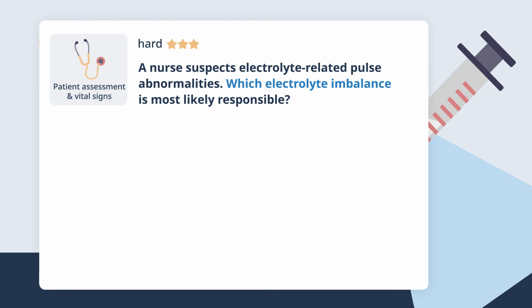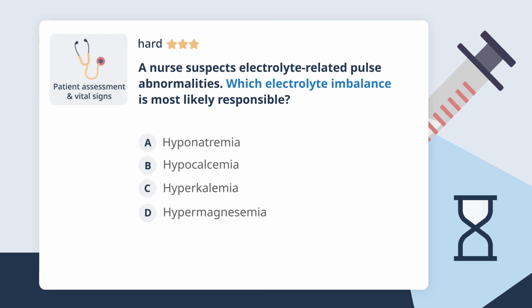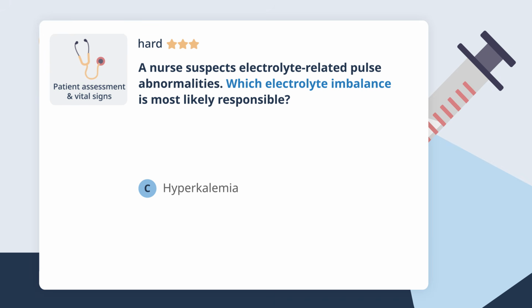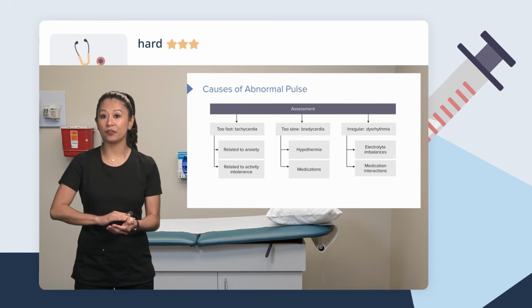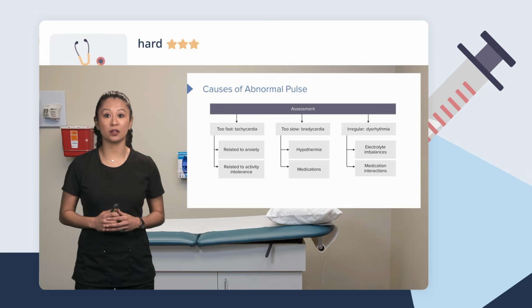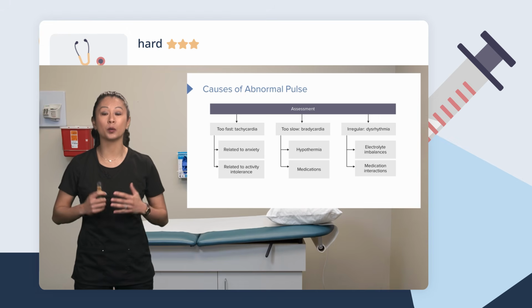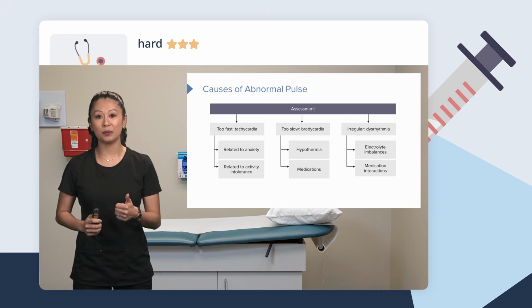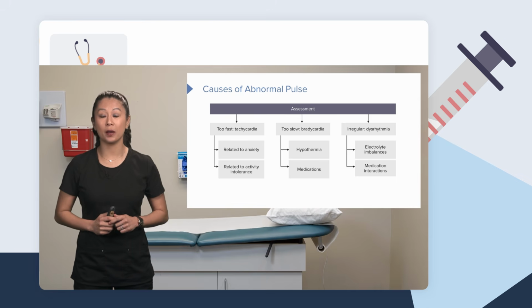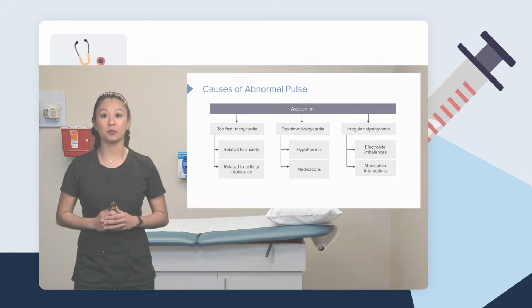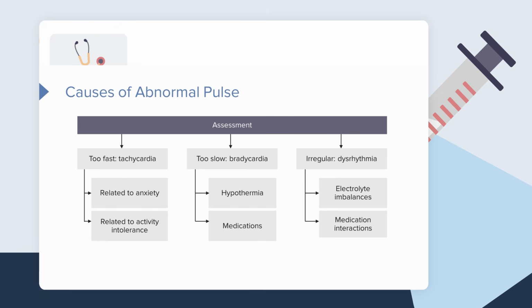A nurse suspects electrolyte-related pulse abnormalities. Which electrolyte imbalance is most likely responsible? But sometimes we'll feel or we'll hear a pulse and it's really irregular. That could mean we have something called heart dysrhythmia, an abnormal electrical conduction issue. This could be from electrolyte imbalances. That's our most common cause, such as a high potassium, for example. Or there are different medication interactions that can cause this as well.